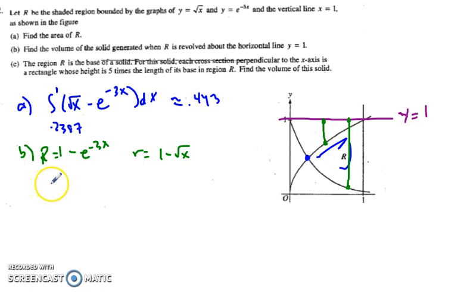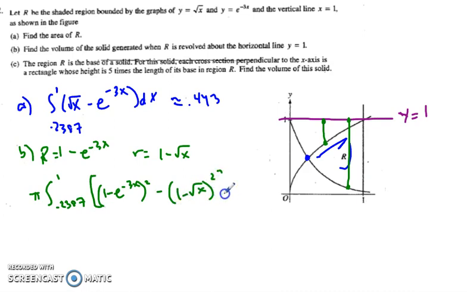So then, when I revolve my region, I have the same limits of integration I had in part A, and then my big R is going to be 1 minus e to the negative 3x all squared, minus little r of 1 minus rad x all squared. So now the trick is going to be to get all of that in our calculator accurately.